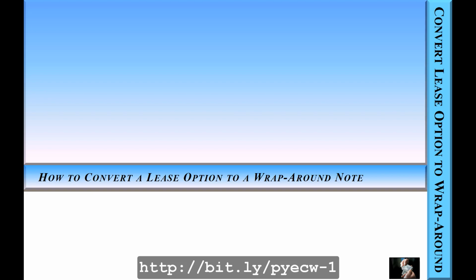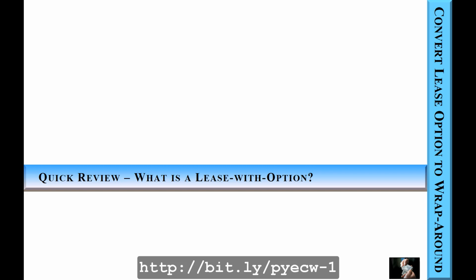How to convert a lease option to a wraparound note. Quick review. What is a lease with option?